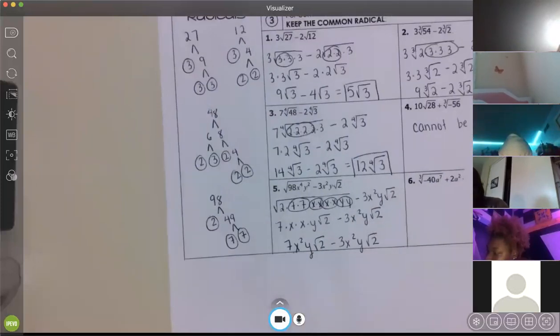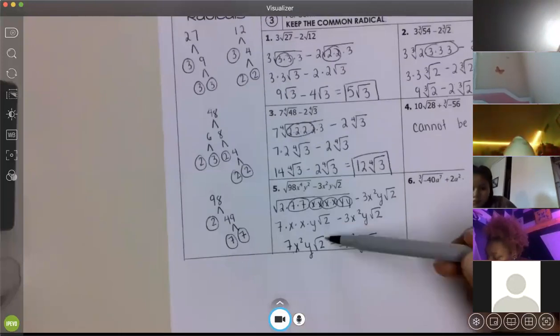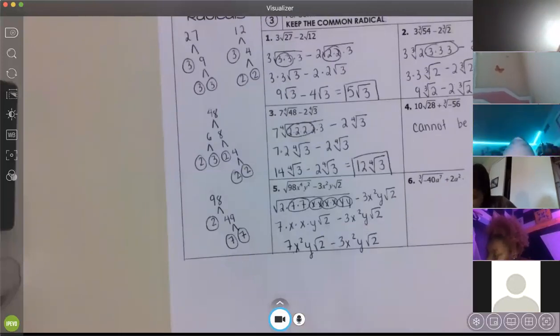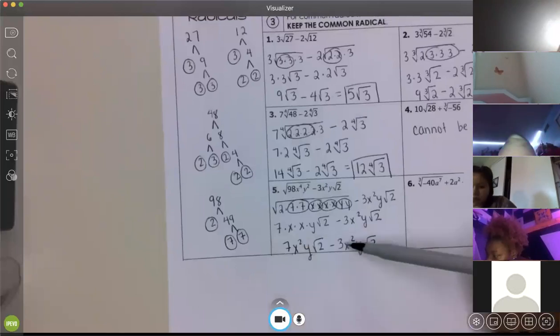Here's the extra thing you have to check for when you have variables. So you're going to automatically check and see that you have the same radicand, which you do. You have square root of 2 and square root of 2. But then you also need to make sure that you have the same variables and the same exponent. So if this has an x squared, this better have an x squared. If this is a y, this better be a y. So x squared, y, y, we're good.